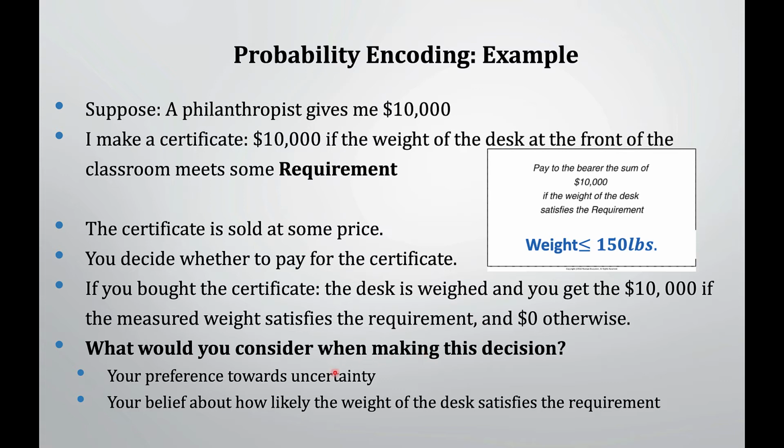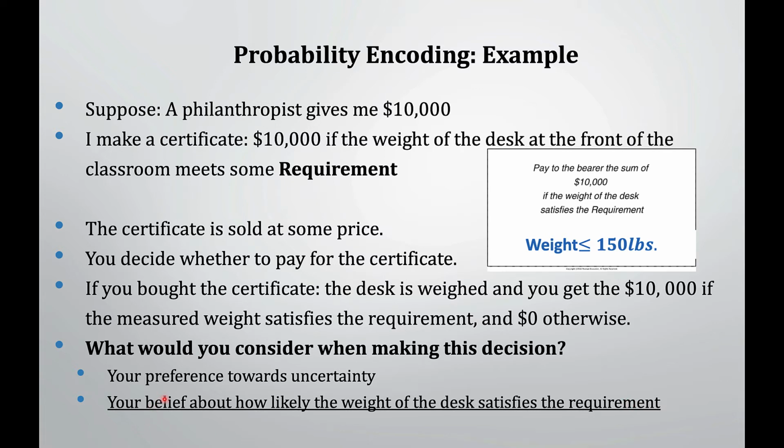Okay. We've talked about the first element, the first factor, in great detail so far in this semester. So in this chapter, next, we're going to talk about how we can get your belief about how likely the weight of the desk satisfies the requirement. So this second item here is the focus of this chapter. Okay. We're going to look at how to get your belief.